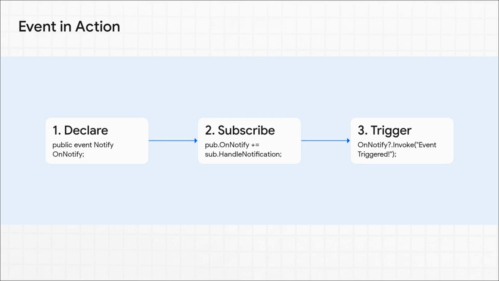And when you look at the code, you can really see this division of labor in action. The publisher declares the event. Then a subscriber comes along and uses the += operator to say, hey, add me to the list. And then, and only then, the publisher's own internal logic gets to decide when it's time to trigger that notification. It's clean, it's safe, and it's predictable.